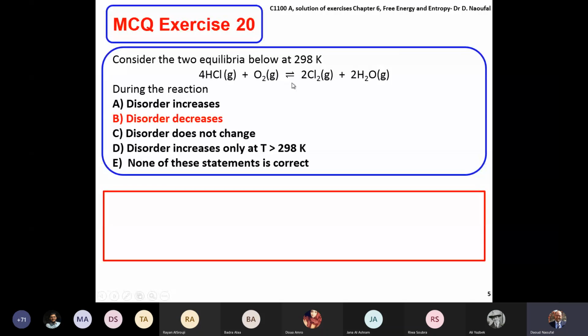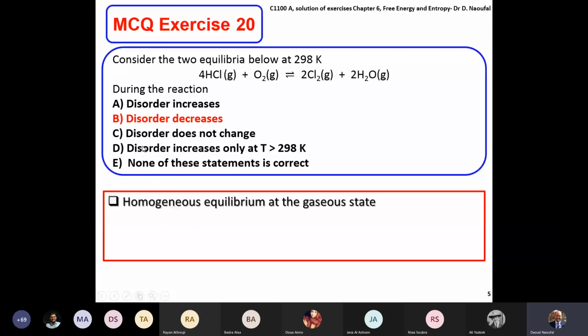This is an equilibrium, but it does not mean that now this reaction is at equilibrium. We have a difference between consider the following equilibrium at 298 and consider the following reaction at equilibrium. When they say consider the following reaction at equilibrium, that means this reaction is at equilibrium. Now they said consider the following reaction or the following equilibrium. During this reaction, does the disorder increase, decrease, or not change, do we need to know the temperature, or none of these statements?